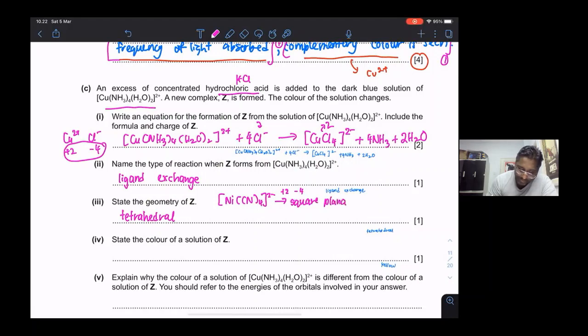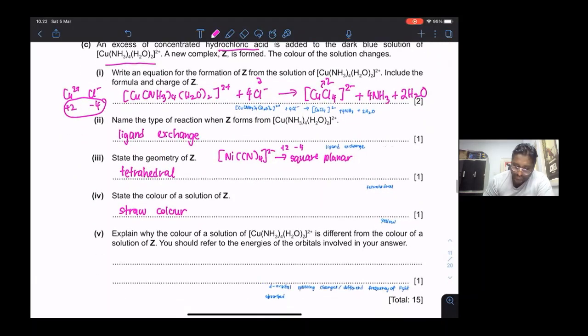Especially if you have CuCl4, they prefer to follow the tetrahedral shape. State the color of solution Z. If you are talking about CuCl4, it's a straw colored solution. So straw color, something like a pale yellow.